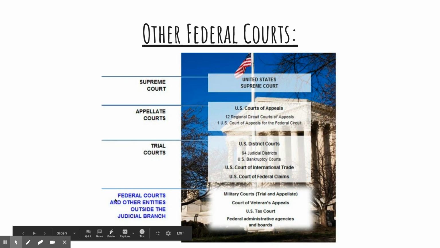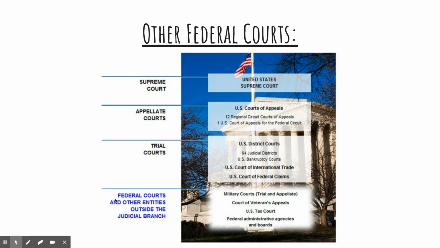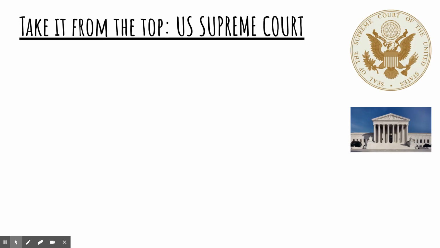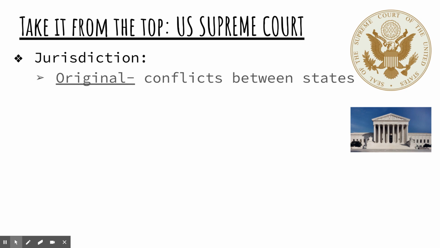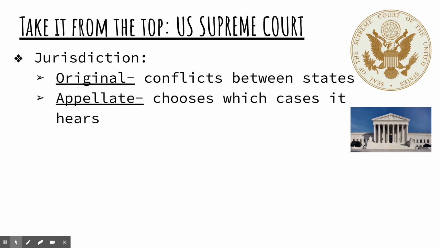So our federal court system. So as I said, the hierarchy, we have this Supreme Court at the very top. We have appellate courts and then trial courts. And that is our federal court hierarchy. So let's first start with talking about the Supreme Court. So remember, the Supreme Court has original jurisdiction over certain cases. And that jurisdiction is when there are conflicts between states.